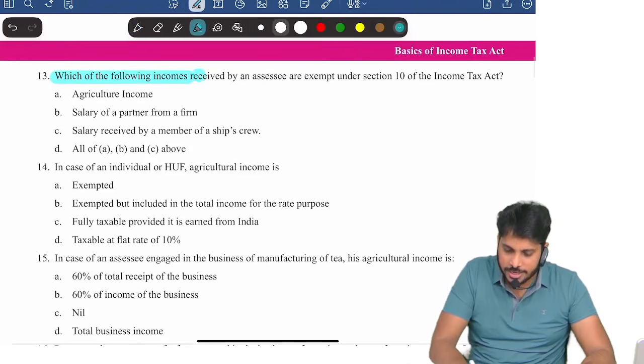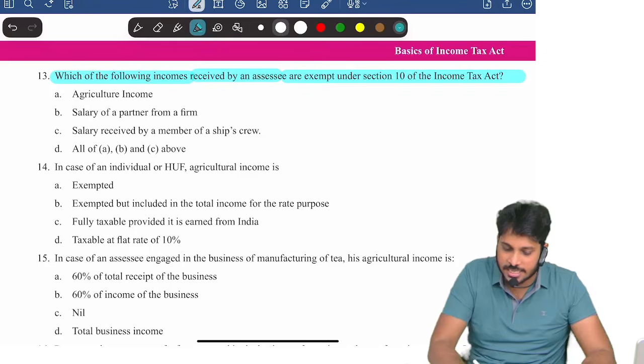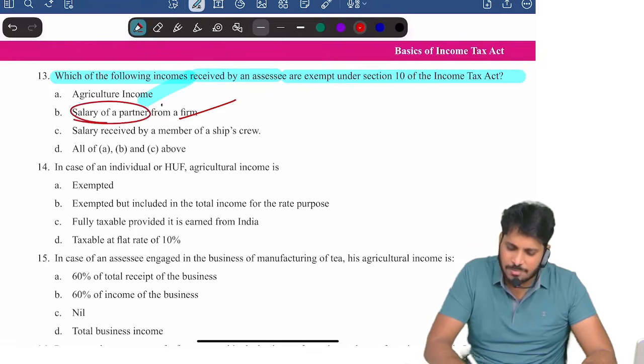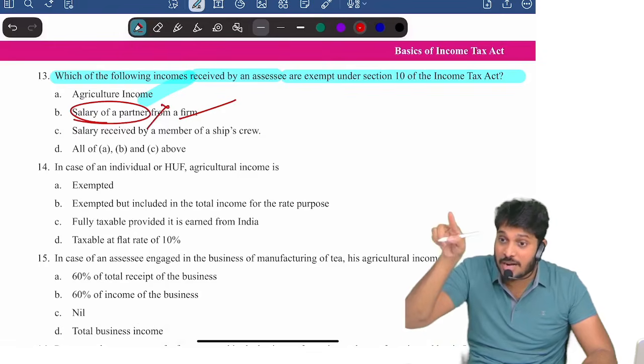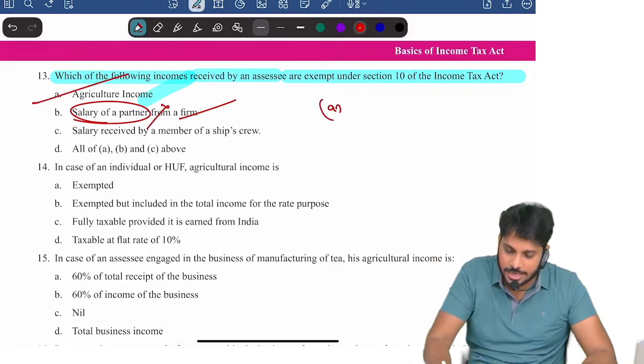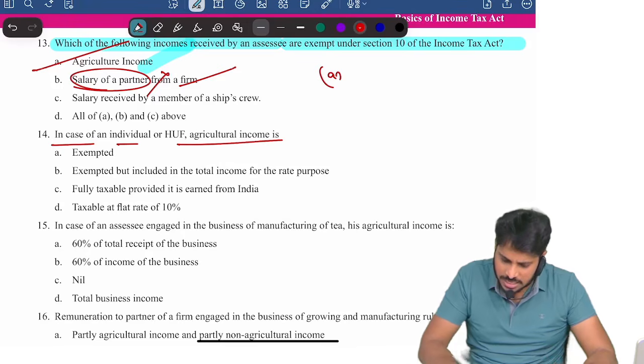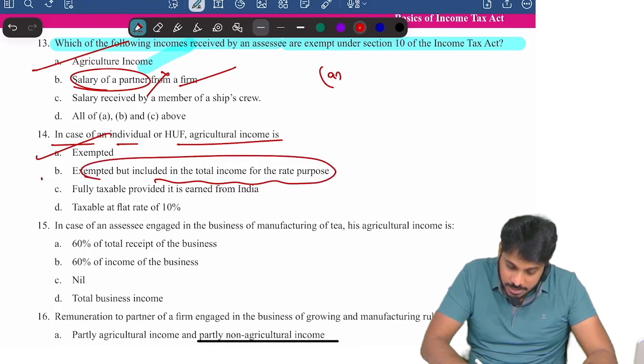Which of the following incomes received by an assessee are exempt under section 10 of the law? Agriculture income is exempt. Salary received by a partner from a firm is exempted? Salary of a partner is not exempt here. Profit of a partner from firm is exempted. Agriculture income only, A. Okay. In case of an individual, agriculture income is exempted, but included in total income for rate purpose. I think B is more clear. So the answer is B.